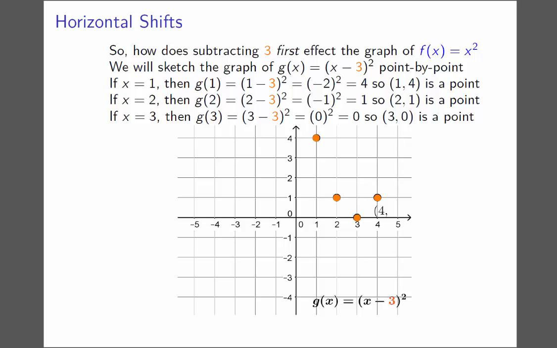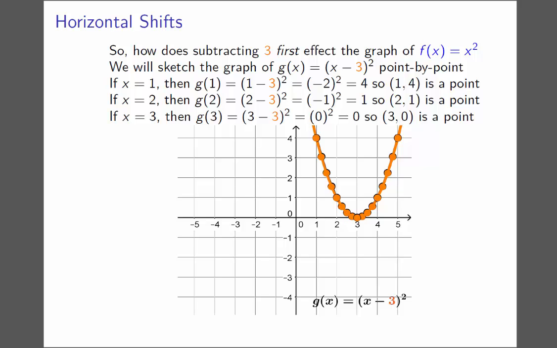If x is 4, then g of 4 is 4 minus 3, which is 1, squared, which is 1. So we get the point 4, 1. And if x is 5, then g of 5 is 5 minus 3 squared, which is 2 squared, which is 4. So we get the point 5, 4 on the graph. As we pick more and more points, we get a better and better picture of what our graph looks like until we finally have enough points to see the graph.